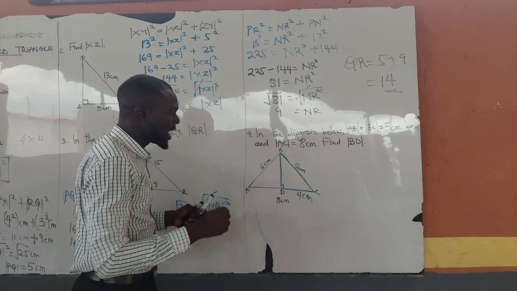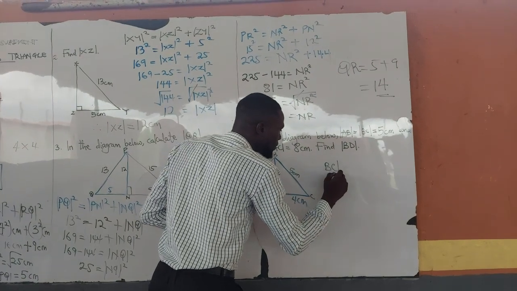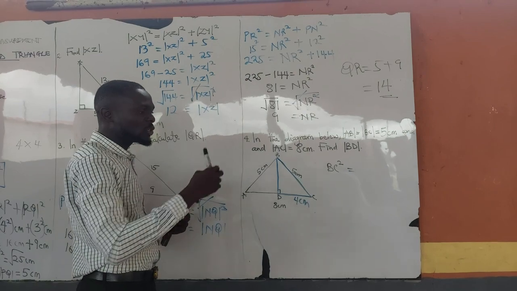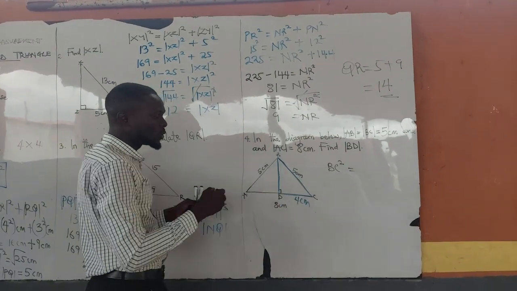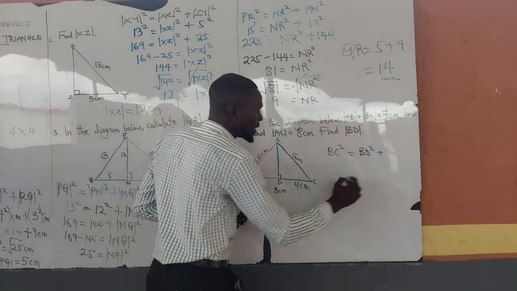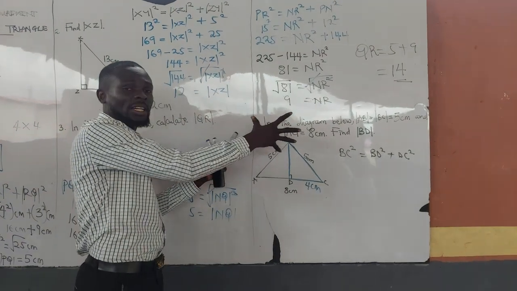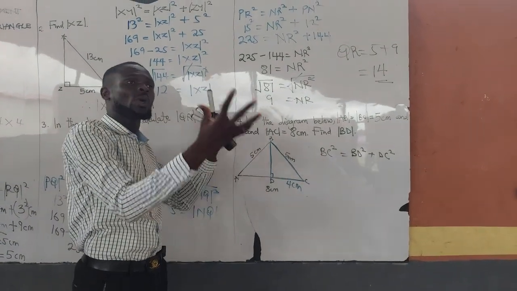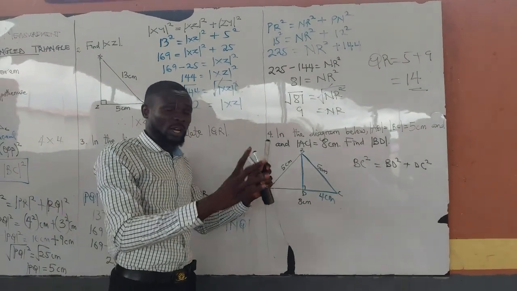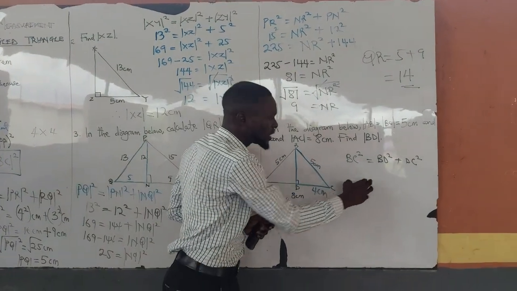So quickly, we are going to say the hypotenuse squared, which is BC, is equal to the other two sides squared. So BD is what we are looking for. So we can say BD squared plus DC squared. With this one, we are not concentrating on which side is the opposite or which side is the adjacent. With the calculation, we can just mix the sides. So BD is what I want.